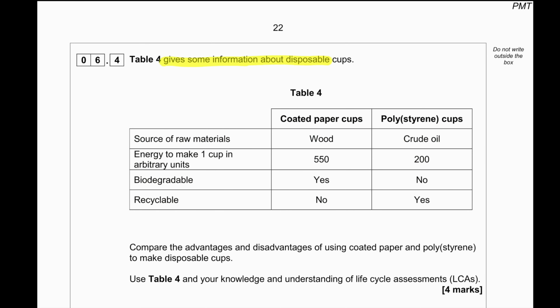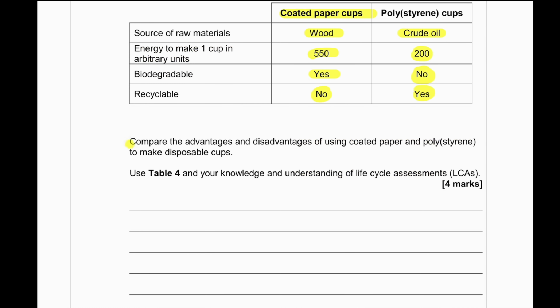These large molecules are called polymers. Table 4 gives some information about disposable cups. We can see coated paper cups are made from wood. Energy to make one cup is 550. Biodegradable, yes. Recycle, no, we can't recycle it. Polystyrene cups are made from crude oil. Less energy is needed. Biodegradable, no. However, we can recycle.